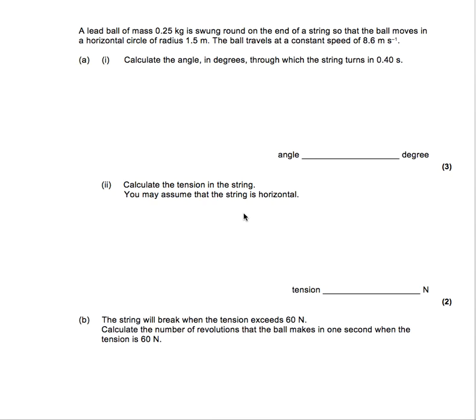I have an exemplar circular motion past paper question, and I thought I would talk you through it to help you see how this is done if you're having any difficulty. It says a lead ball of mass 0.25 kilograms, so there's an important fact for us, that 0.25, is swung round on the end of a string so that the ball moves in a horizontal circle of radius 1.5 meters. The ball travels at a constant speed of 8.6 meters per second.